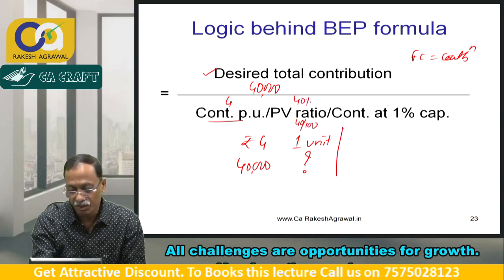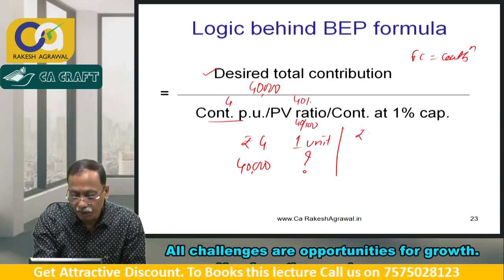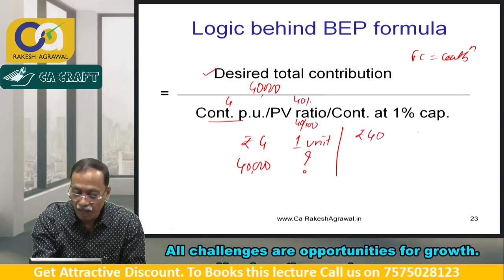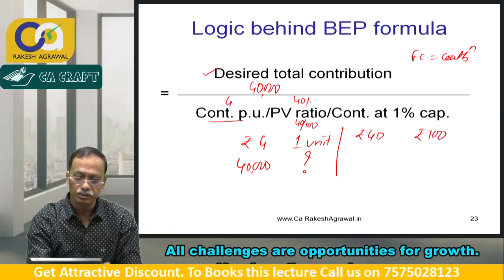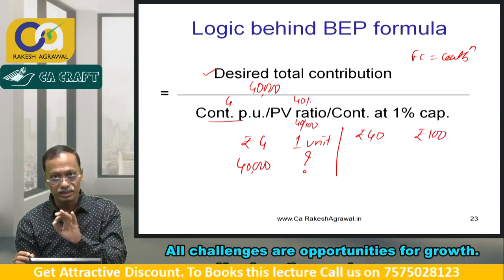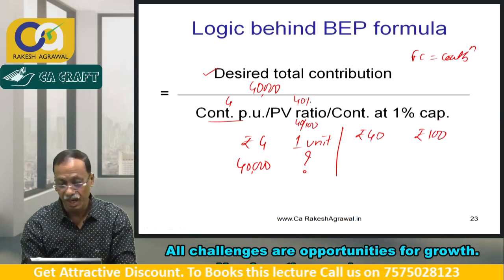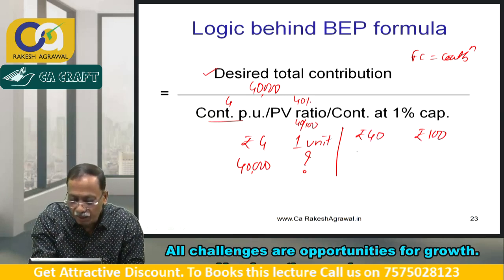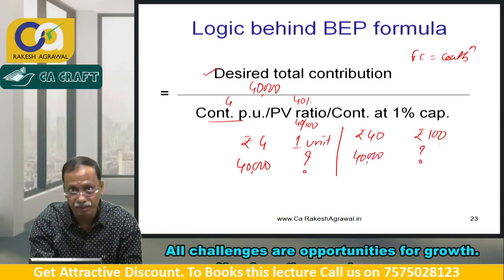Can I say to earn rupees 40 contribution, I have to generate a sales of rupees 100? Correct? To earn 40 rupees contribution, I have to generate a sales of rupees 100. I am using PV ratio. Then to generate 40,000 rupees contribution, how much sale I should make?